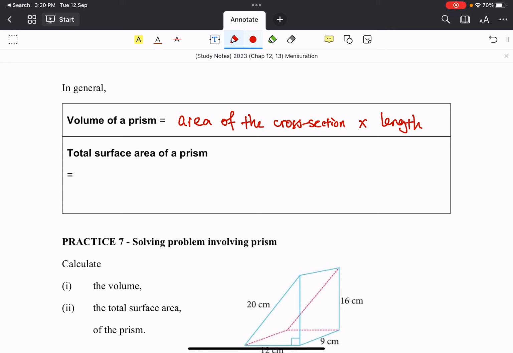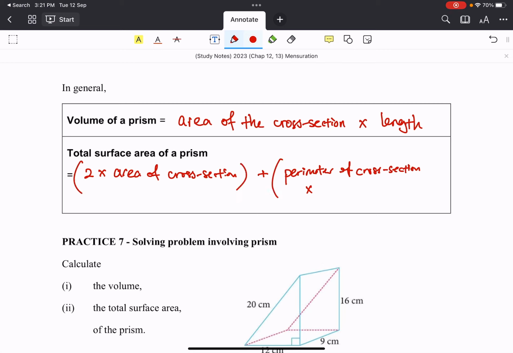So the total surface area of a prism is 2 times the area of the cross section plus the perimeter of the cross section, times the length. Let me mark it out with brackets so that it's clearer. If you sit down and think about it, it makes a lot of sense. If not, let's use an example and you will actually see how it works.